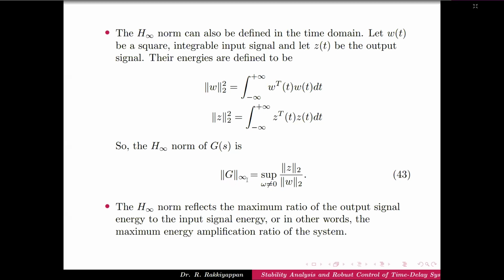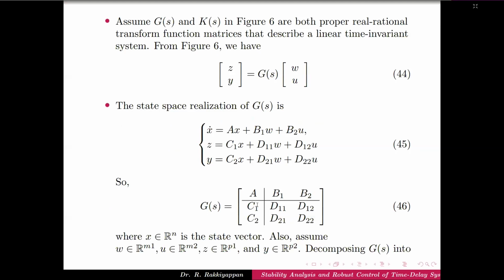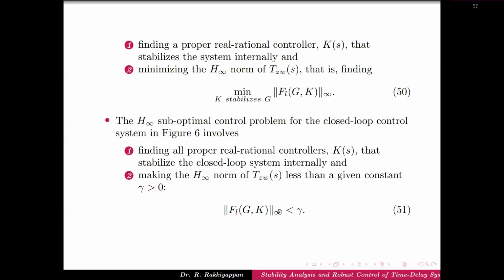Which is nothing but norm G infinity equal to the supremum over all omega not equal to 0 of the two norm of z of omega divided by the two norm of w of omega. So the H infinity norm reflects the maximum ratio of the output signal energy to the input signal energy, or in other words, the maximum energy amplification ratio of the given system. This amplification ratio is called the disturbance attenuation level. So this can be defined here. Our estimation depends on H infinity control, so we have to establish the disturbance attenuation level gamma.